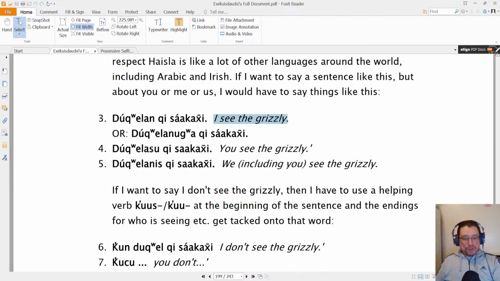So if we change nugwa to su, S-U, then it becomes dukwila su ke sa kyahe. And this means you see the grizzly. So su means you. Dukwila su means see, you. Ke, the grizzly, or the away. Sa kyahe, grizzly away. So dukwilan, I see, or dukwila nugwa, I see. Dukwila su, you see.